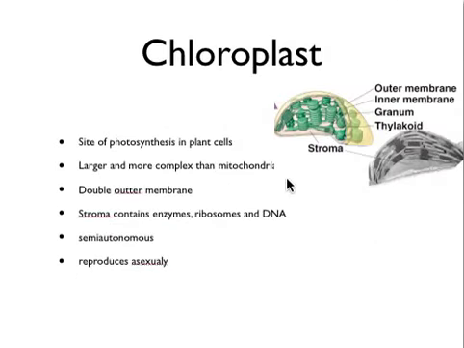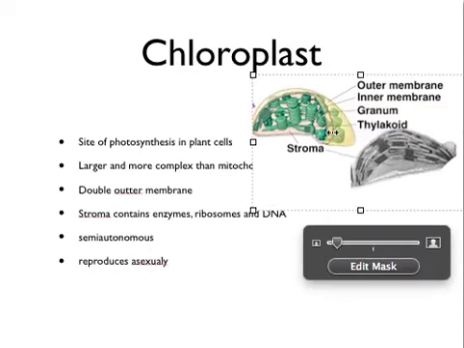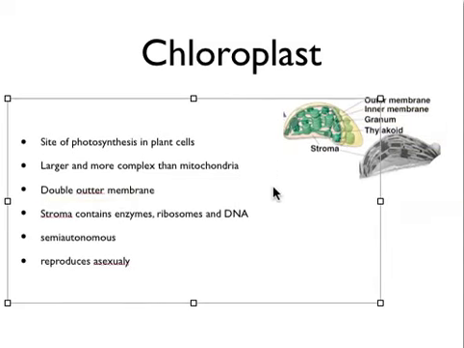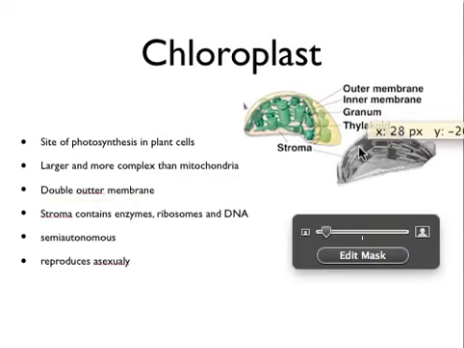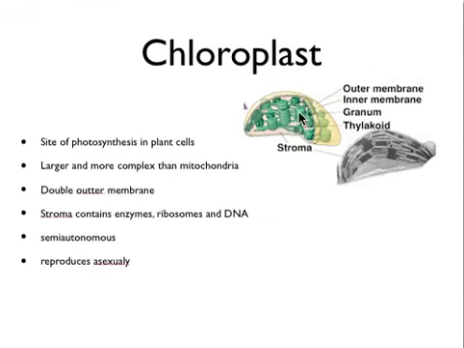Chloroplasts. These are pictures of chloroplasts. Okay, sorry. Let's see better. It has an outer membrane and an inner membrane, so there is also a space between the outer and the inner membrane. It is made up of granum and thylakoids, and the inside of it is called the stroma. So instead of cytoplasm, it's the stroma. It's the site of photosynthesis in plant cells.